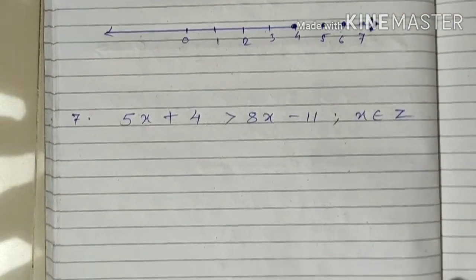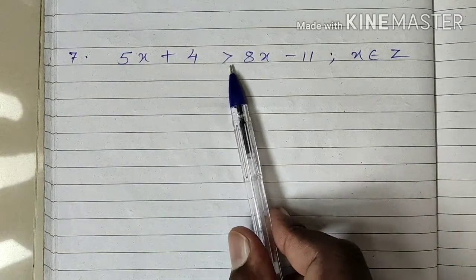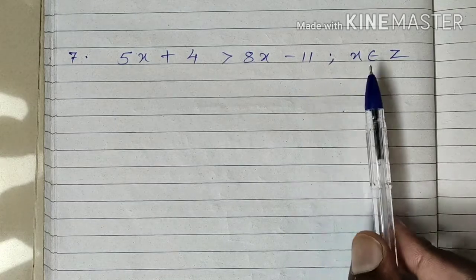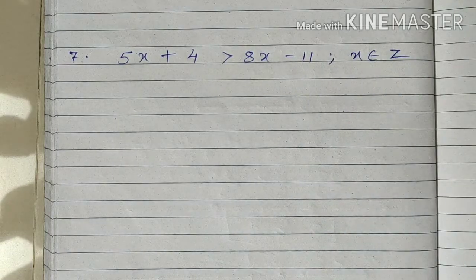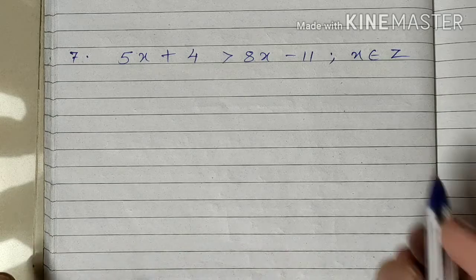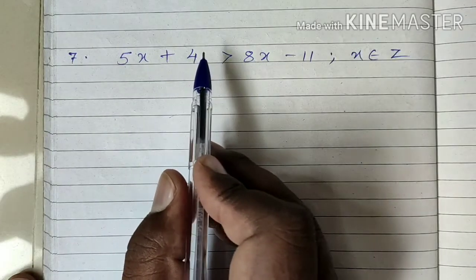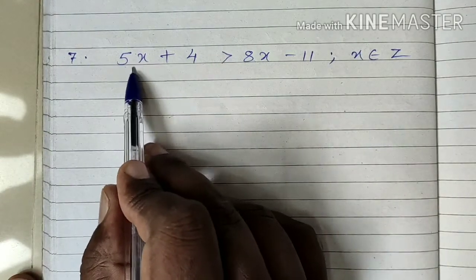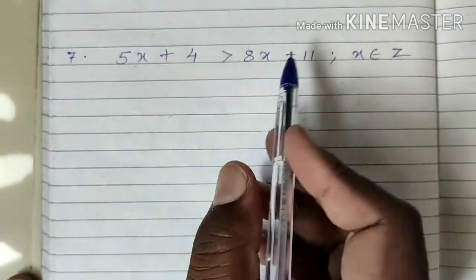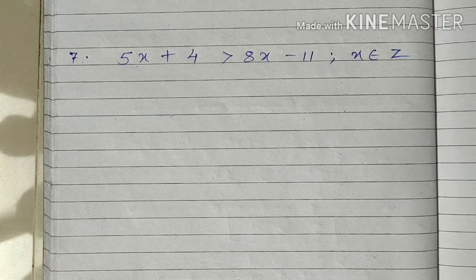Next, question number 7. 5x plus 4 is greater than 8x minus 11. x belongs to Z. Z stands for integers. Okay. So shift x terms to one side, constants to the other side. We can shift 8x to that side, but 5x minus 8x again becomes negative. So better we shift plus 5x to this side so that the sign will remain, meaning we don't need to divide by any negative number.